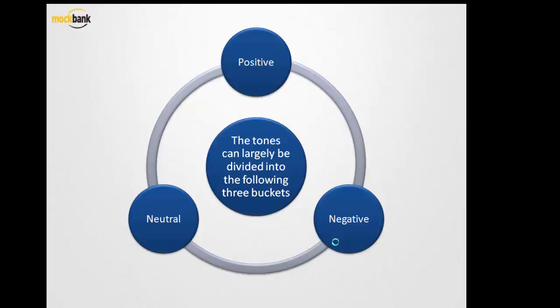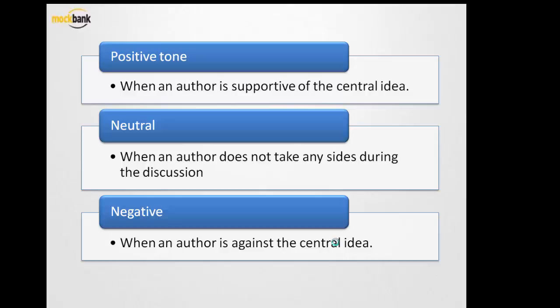If you closely observe, the tones can largely be divided into the following three buckets. One is positive, the second one is negative, and the third one is neutral. The words themselves could actually help you find out what they mean. A positive tone is when an author is supportive of the central idea. A neutral tone is when an author does not take any sides during the discussion. And a negative tone is when an author is against the central idea.